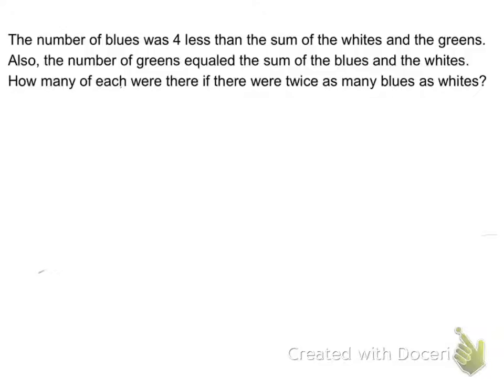We're talking about the number of blues was 4 less than the sum of the whites and the greens. Also, the number of greens equaled the sum of the blues and the whites. How many of each were there if there were twice as many blues as whites? Now that's a lot of information. Here's a cool thing. Each one of those sentences is an equation.